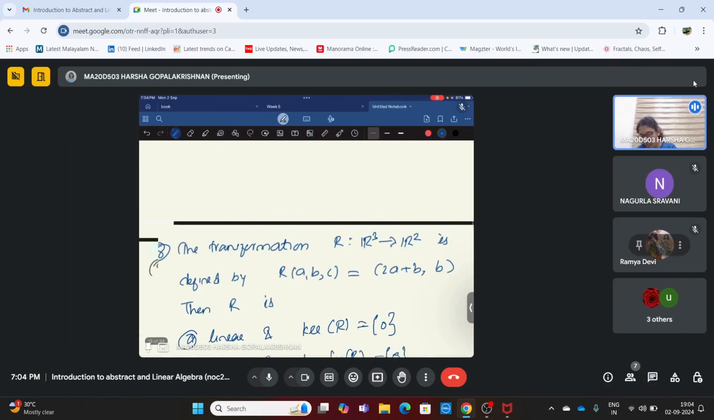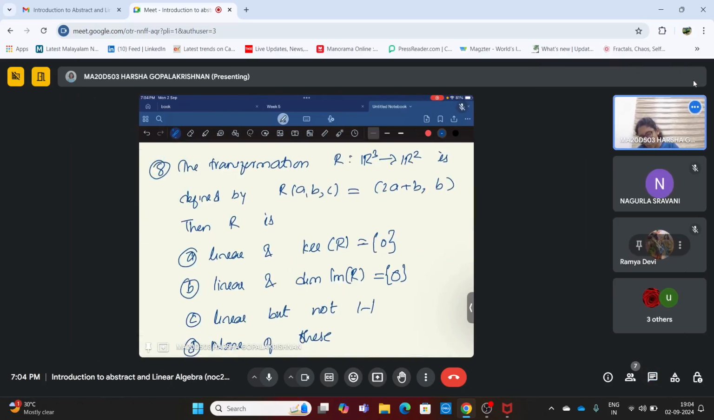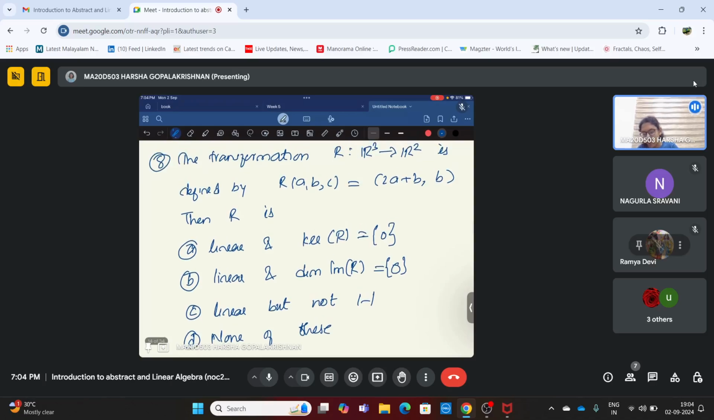Okay, now we will go to the next problem. This also we can do very quickly. Given a linear transformation R from R3 to R2, defined as R of (a, b, c) equal to (2a + b, b). The question is whether it is linear or not. Obviously the linear part is a routine portion. You can prove it is linear. So it is linear. Okay, we can leave that part. The thing is, dimension of image, kernel, these kinds of things we need to check.